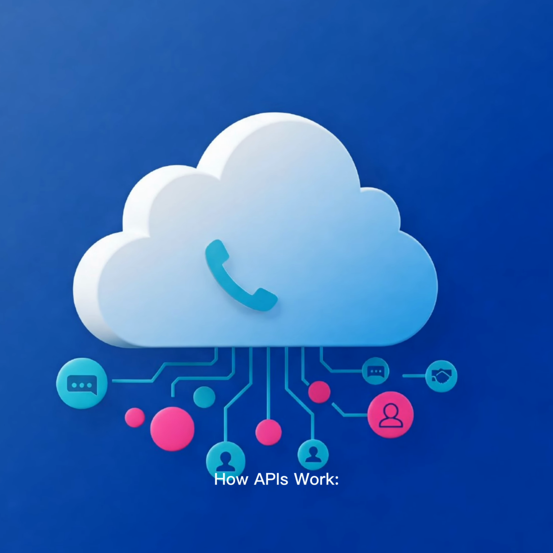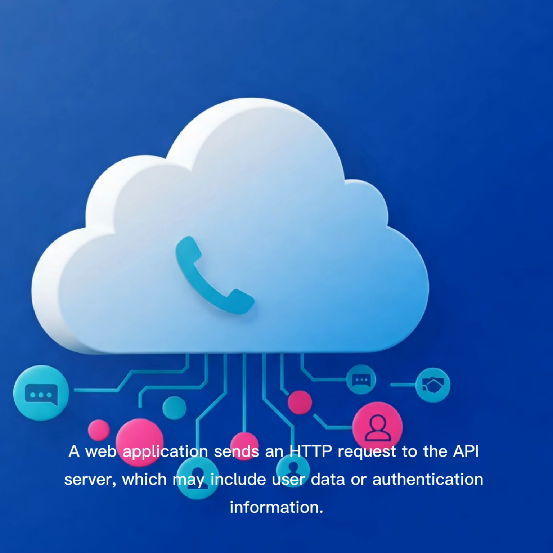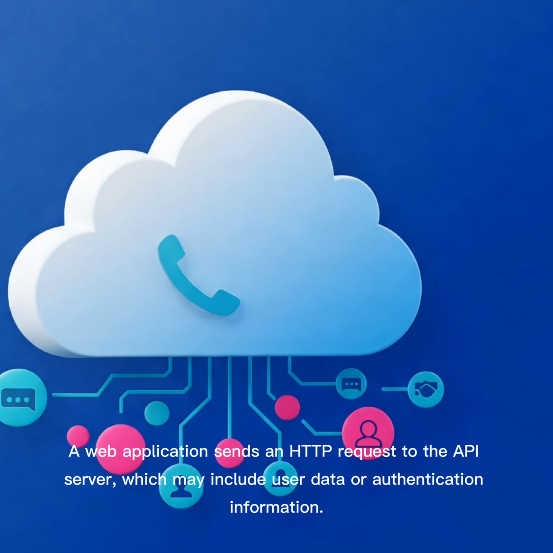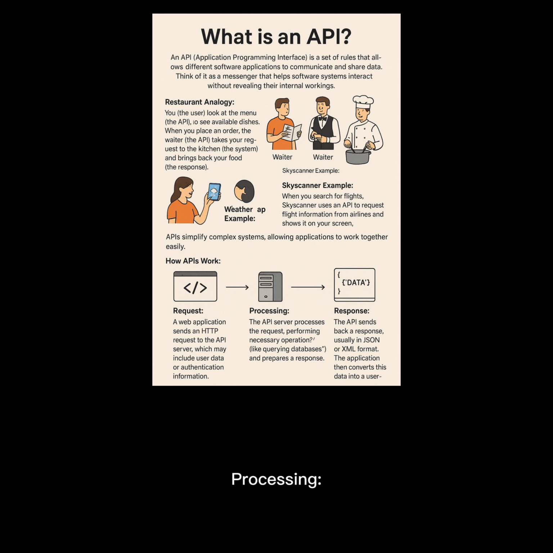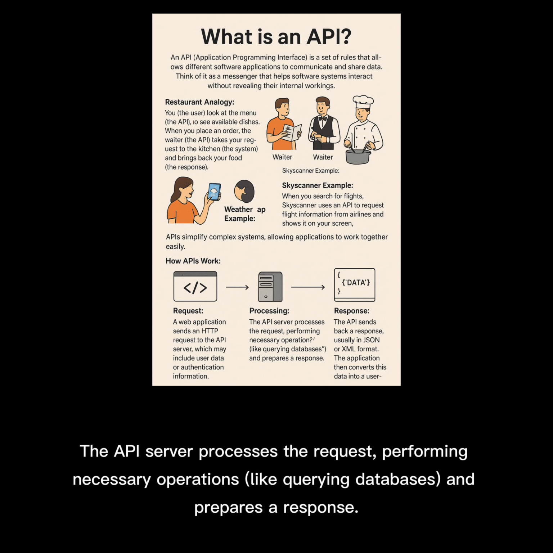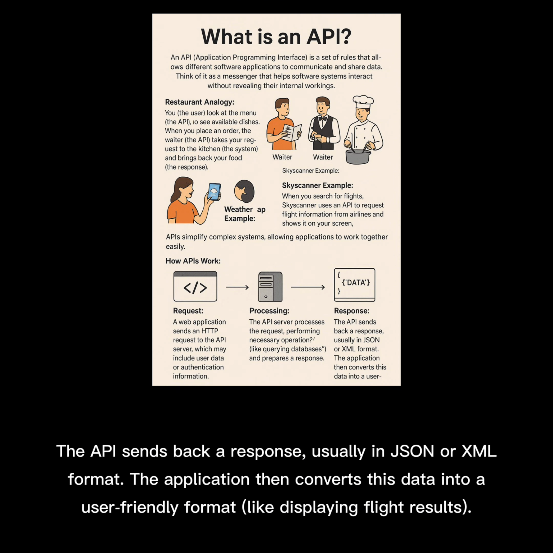How APIs work. Request. A web application sends an HTTP request to the API server, which may include user data or authentication information. Processing. The API server processes the request, performing necessary operations like querying databases, and prepares a response. Response. The API sends back a response, usually in JSON or XML format. The application then converts this data into a user-friendly format, like displaying flight results.